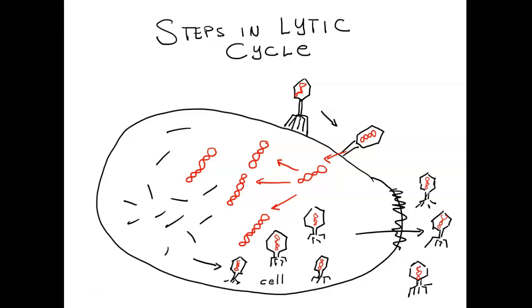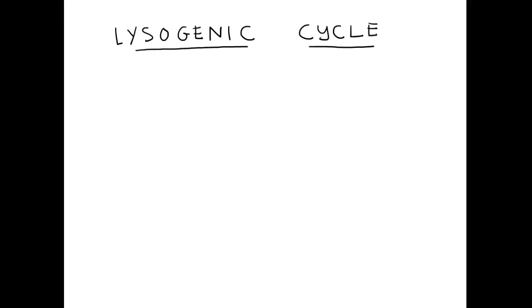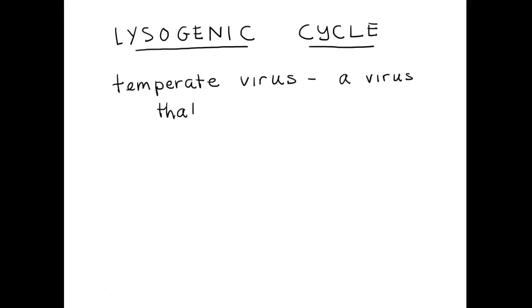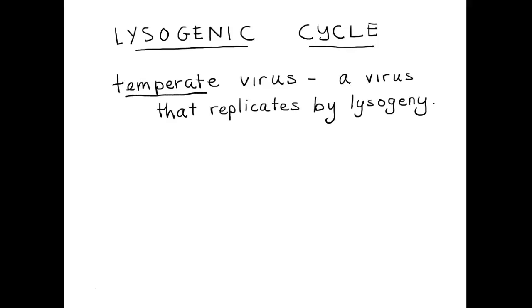And then some viruses also have a lysogenic cycle, and what that means is that the virus can house itself in the host cell for a long time. And these viruses are called temperate viruses. So a temperate virus is a virus that is replicating along with the host cell by what is called lysogeny.